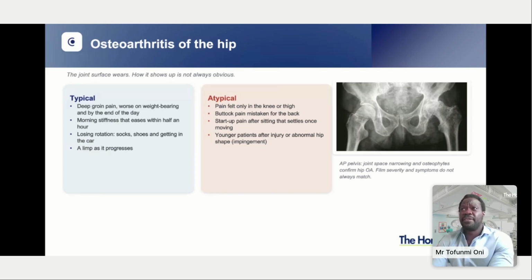Now, atypical symptoms would be pain solely felt in the knee, rather than anywhere higher up towards the groin or the buttock, or a pain that is at the beginning of activity and then completely settles down over time, or younger patients after injury. So that's a little bit more of an atypical presentation of this.